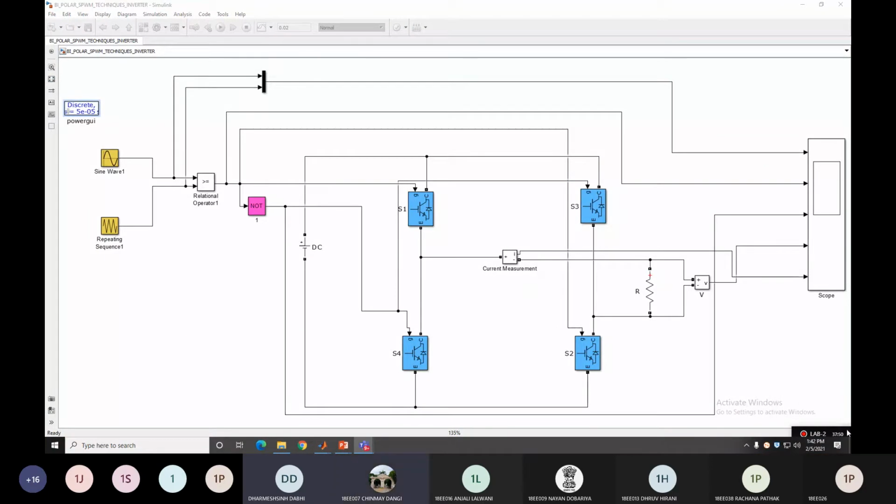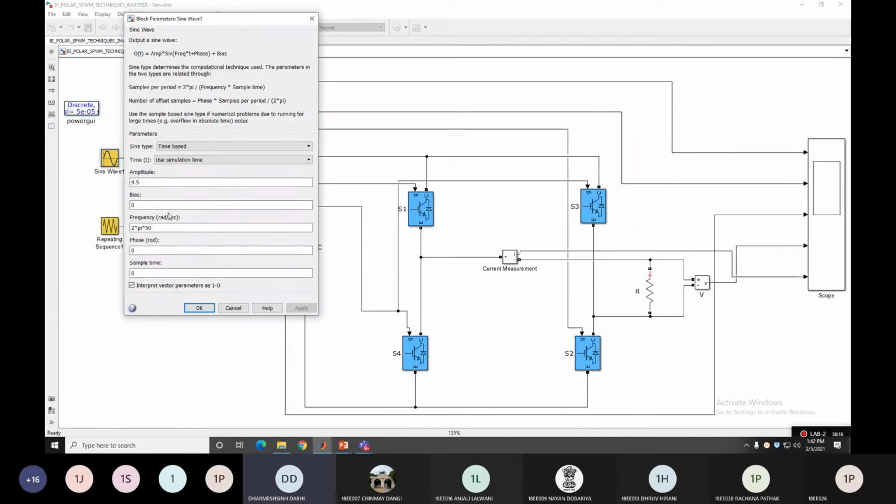Yes, sir. So here I have already simulated this. Let's understand how we can simulate this. It is a simple single phase bridge inverter. We use the 4 switches S1, S2, S3 and S4. Now to generate the gate pulses for all 4 switches using the bipolar technique, you can see that here we use the sine wave as a reference signal.